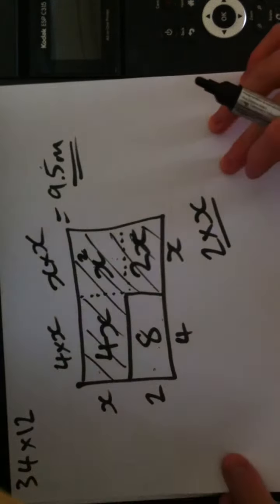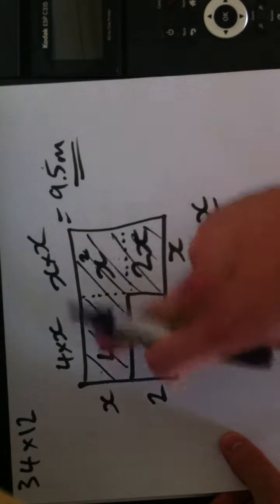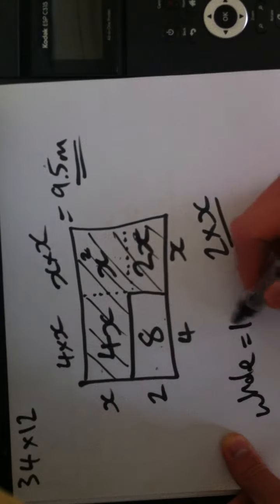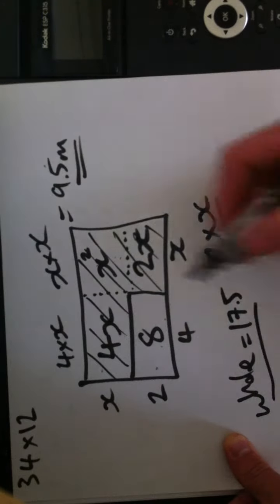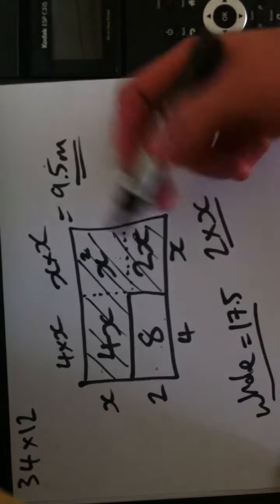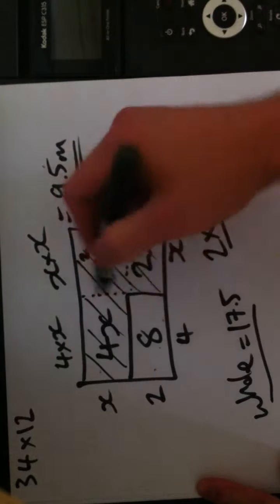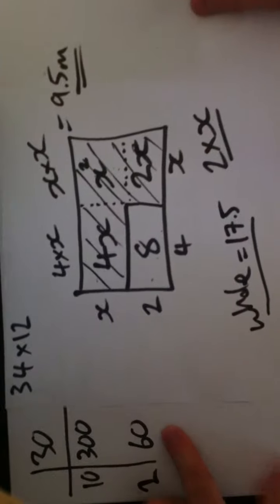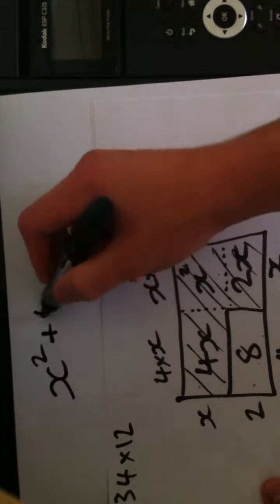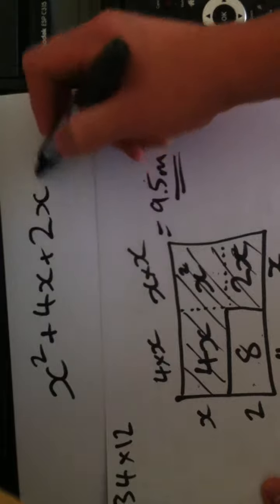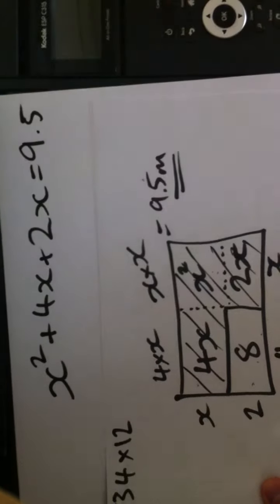The next thing I did then is you could work out the whole area, which is going to be our 9.5 and our 8. So the whole area to equal 17.5. Or you can work out just the shaded area, which is the way I'm going to do it, and it's exactly the same either way you do it. So just this shaded in area is going to equal 9.5. So when we set that up into our equation, we have x squared plus 4x, plus 2x. It's got to be equal to 9.5.